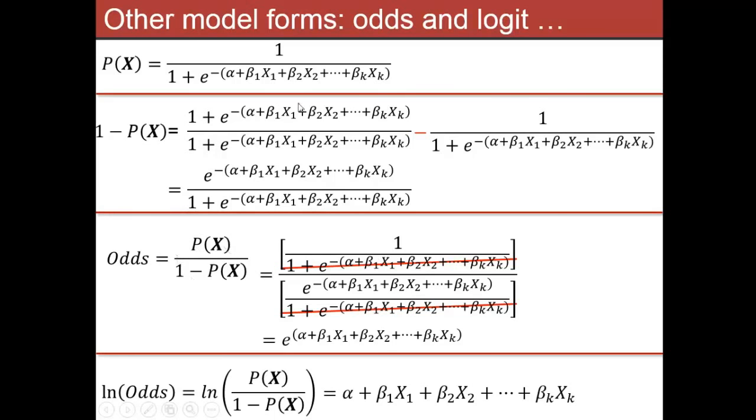When you do this, things conveniently cancel out, and you're left with this e to the minus alpha plus beta 1 x1 and so forth. That's what used to be down here. Now it's e to that. And you take the log of that, and then that cancels out the e, if you remember how logs behave, the natural log, that is. And when you take that, you get a very happy linear-looking kind of function. This looks a lot like the linear regression model, which is convenient.